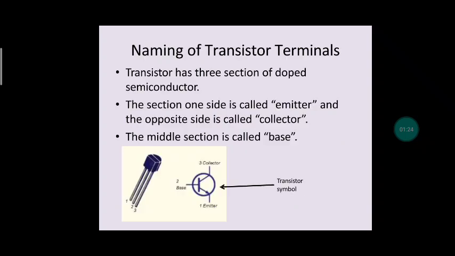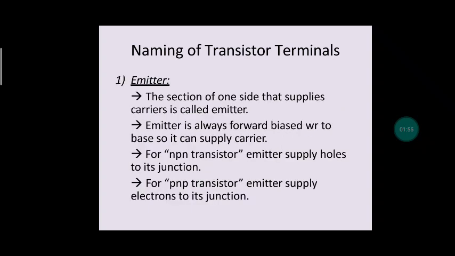Next, what are the terminals available in the bipolar junction transistor? Emitter, collector, and base. The emitter is on the top side of the component, and the opposite side is the collector. In the middle section, the base is available. So there are three terminals: the emitter, the collector, and the base.